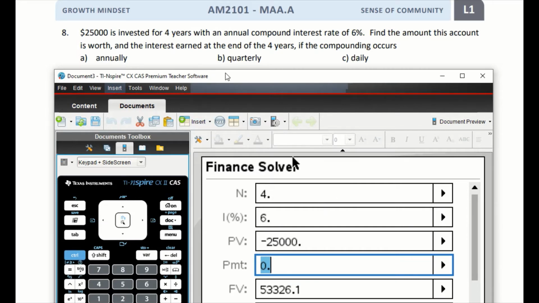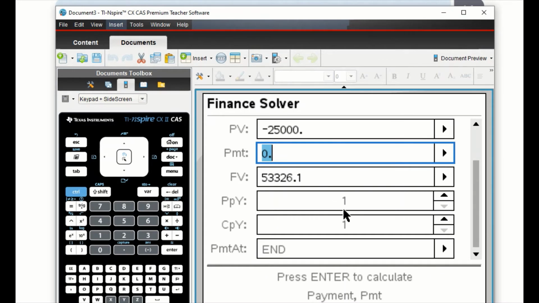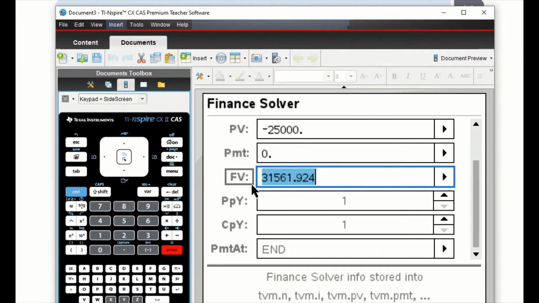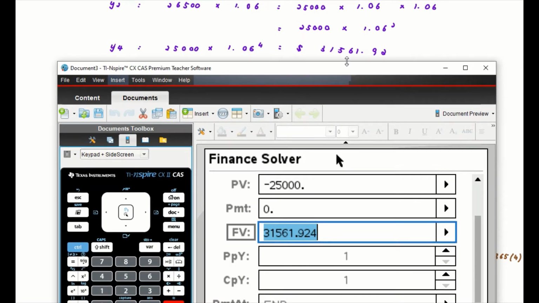So in this case, we are doing annually, so that's why PPY and CPY is still 1. So we don't really need to change that. So just tap, then after that, enter. Then you'll be able to get the future value after 4 years. Then let's check. So you see, this value and this value is the same.